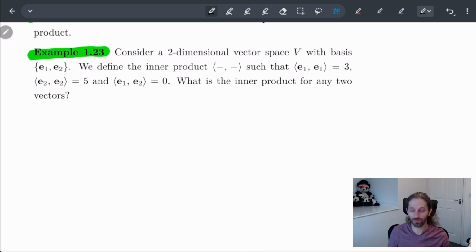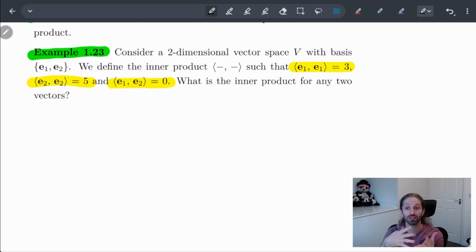So how are we going to define an inner product? Well, I'm going to give you the equalities for some of these things. I'm going to say <e1, e1> is equal to 3, <e2, e2> is equal to 5, and <e1, e2> is equal to 0. So what is the inner product for any two vectors? What you have to notice is that using symmetry and linearity, we can determine the value of the inner product of any two vectors.